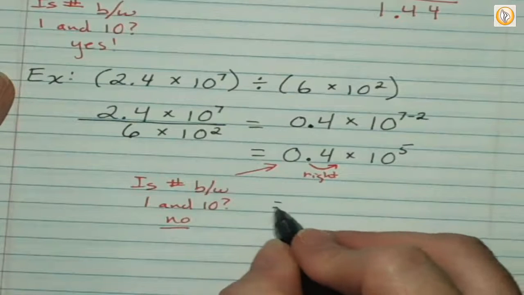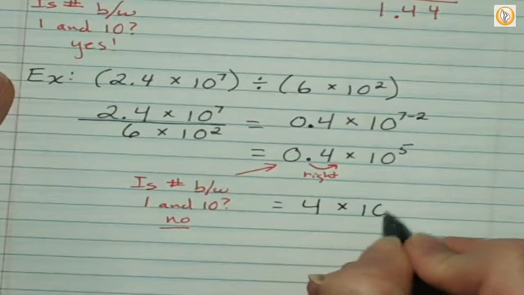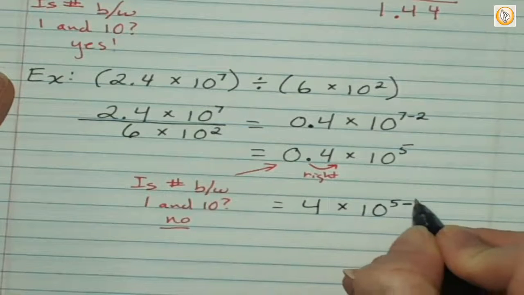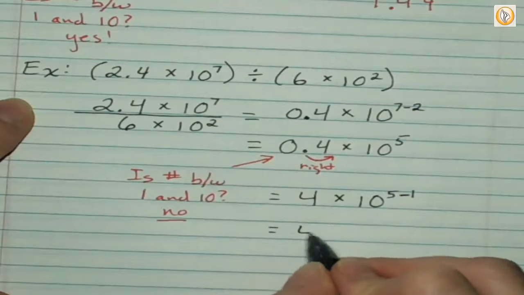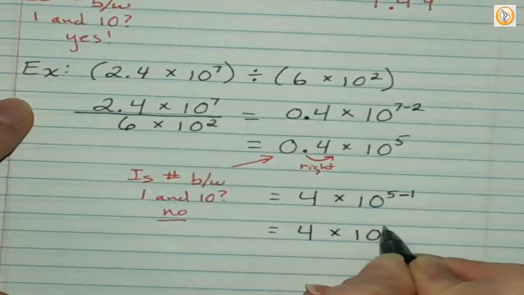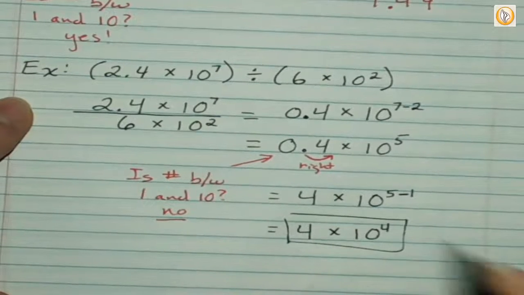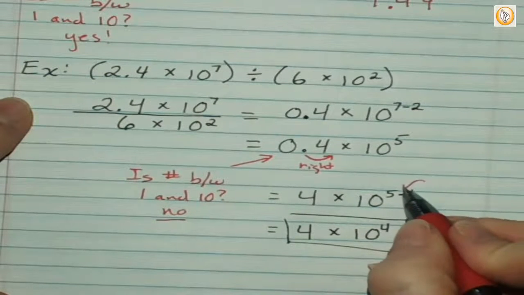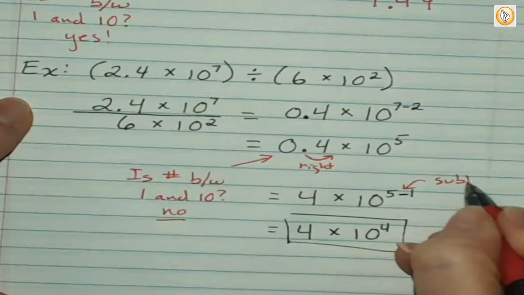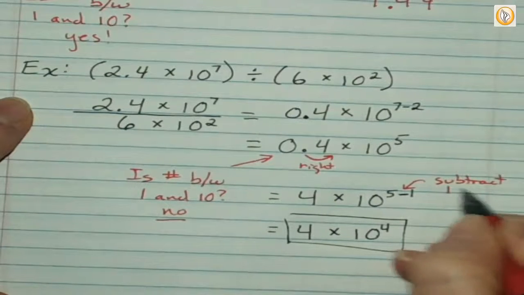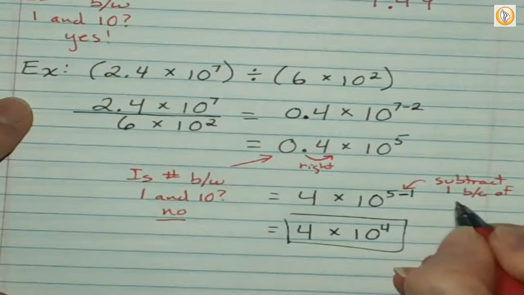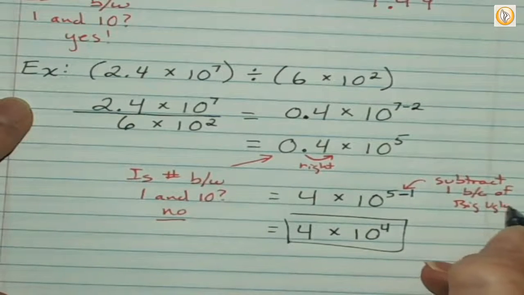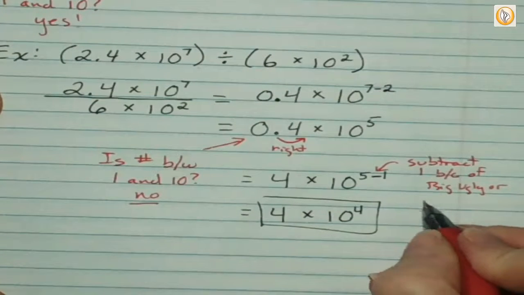So we end up with 4 times 10 to the 5 minus 1 because we're going to the right. Remember the big ugly, go to the right, negative. So then Valeria is correct. We have 4 times 10 to the 4th power. There you go. So don't forget, we're subtracting 1 because you could either say big ugly or, whoops, we're moving right.